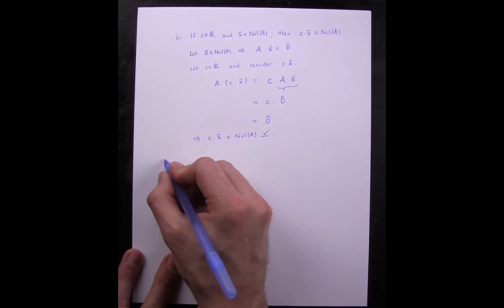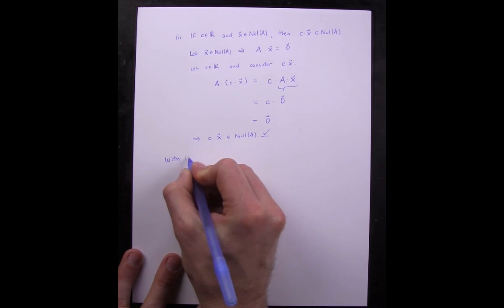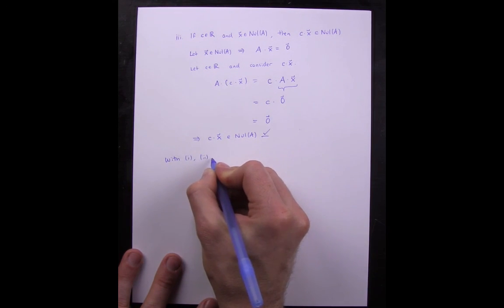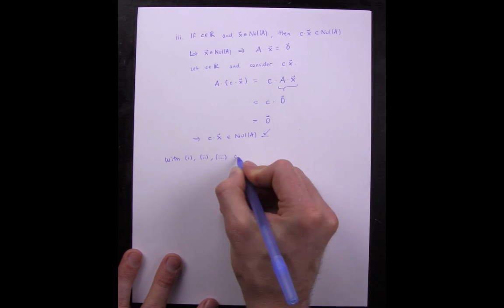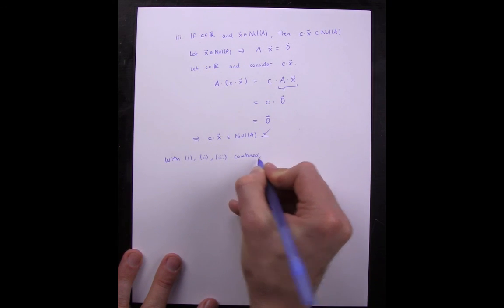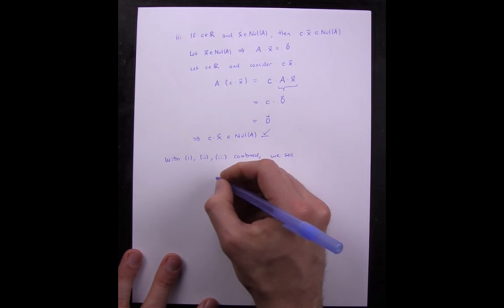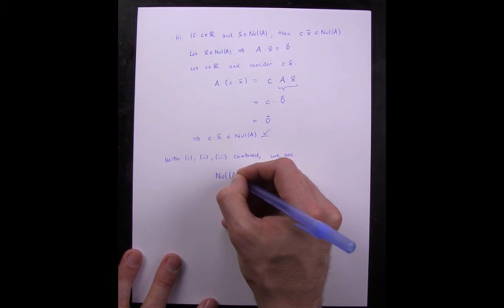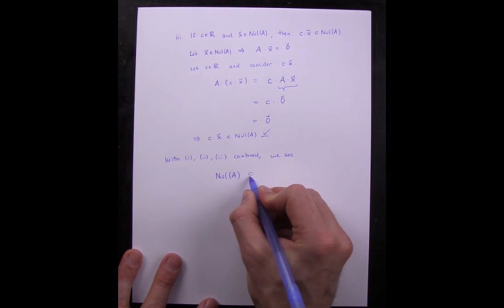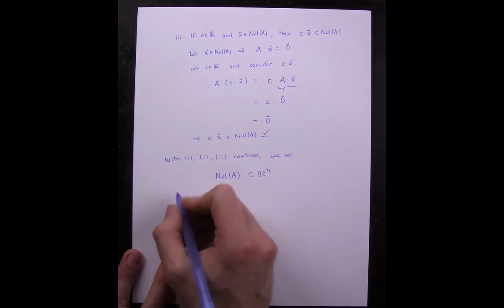With these three combined, we see immediately that the null space is a subspace of the vector space Rn.